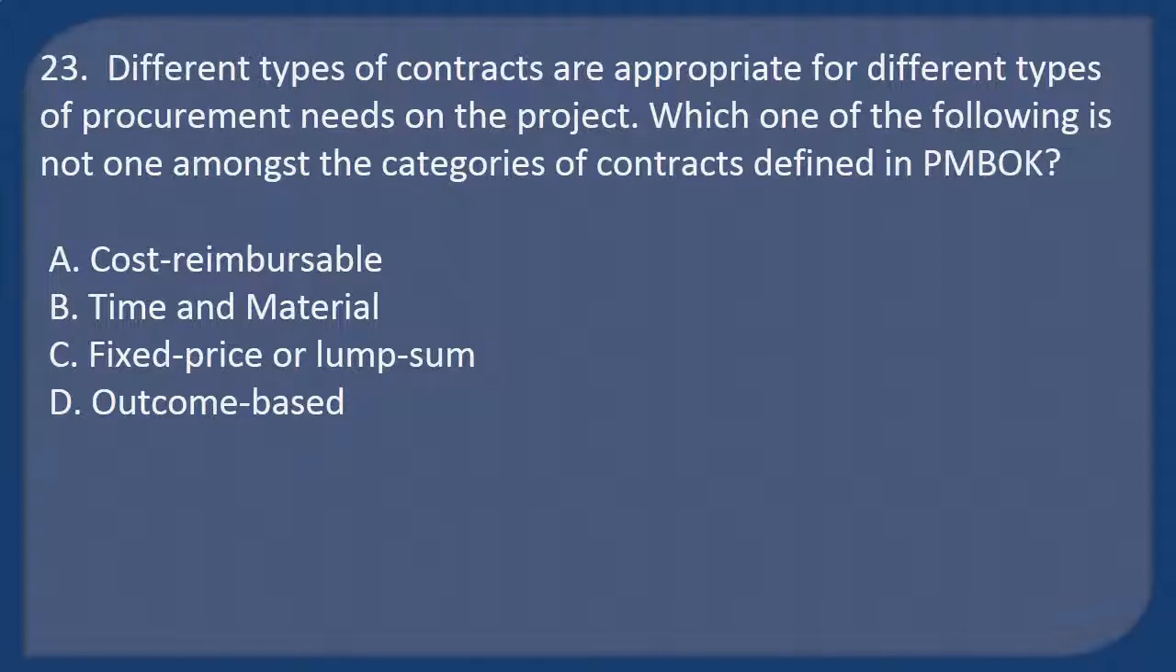Question 23. Different types of contracts are appropriate for different types of procurement needs on the project. Which one of the following is not one amongst the categories of contracts defined in PMP? A. Cost reimbursable. B. Time and material. C. Fixed price or lump sum. D. Outcome based.